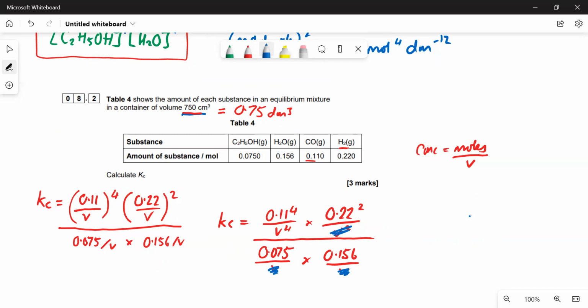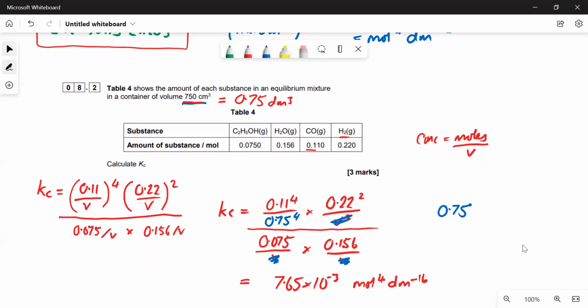Okay, and now I need to put in the real value of V, which is 0.75 dm cubed. I'll just do that. 0.75 to the power of 4. Now I need to put all those numbers into a calculator. Do that, and you get 7.65 times 10 to the minus 3. And the units of Kc, as we said before, are mol to the 4 dm to the minus 16.